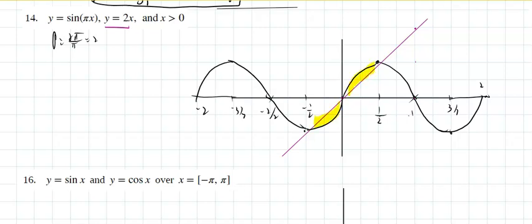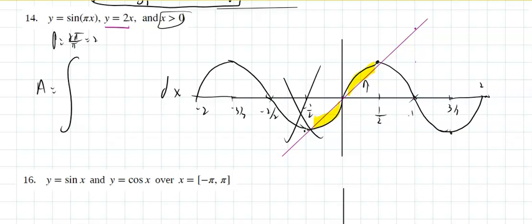And we're talking about this region. And again, they want us to run, oh, they say x is bigger than 0, so only that region. So in that case, area equals the integral. They want us to run vertically. That means x equals 0.